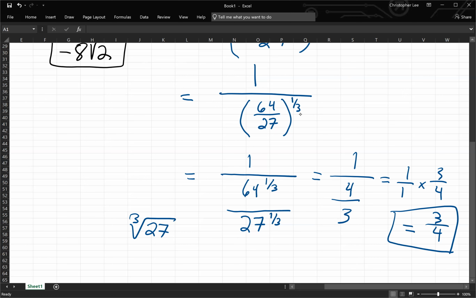Because we're dividing a fraction, think of this 1 as like 1/1. So change the division to multiplication and flip the denominator. And that's it.